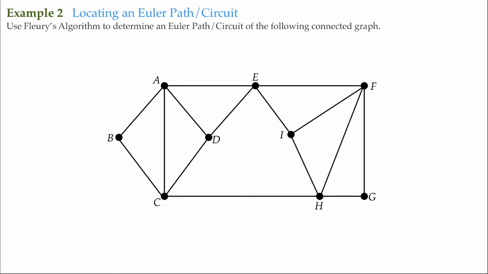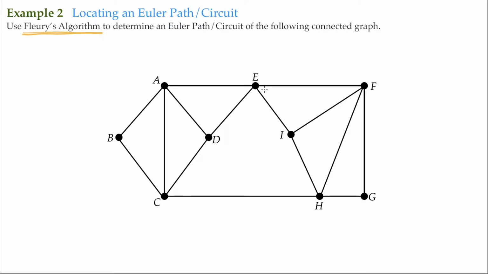So in this example, we are going to use Fleury's algorithm to determine whether a graph has an Euler path or an Euler circuit. Fleury's algorithm is pretty straightforward and simple. Most of it is already dictated by Euler's theorem, and the first thing we do is look at the vertices and see the degree of the vertices.